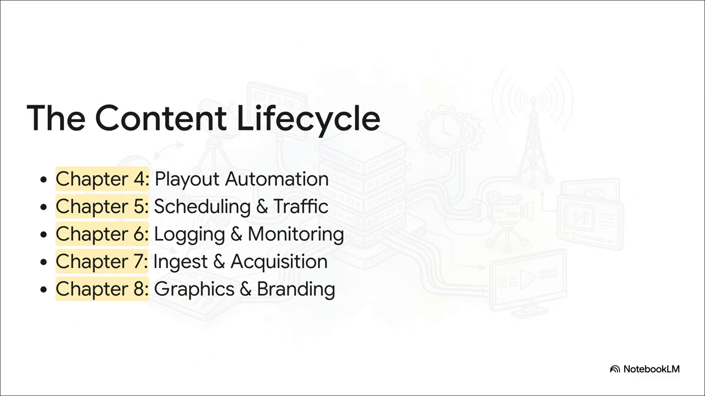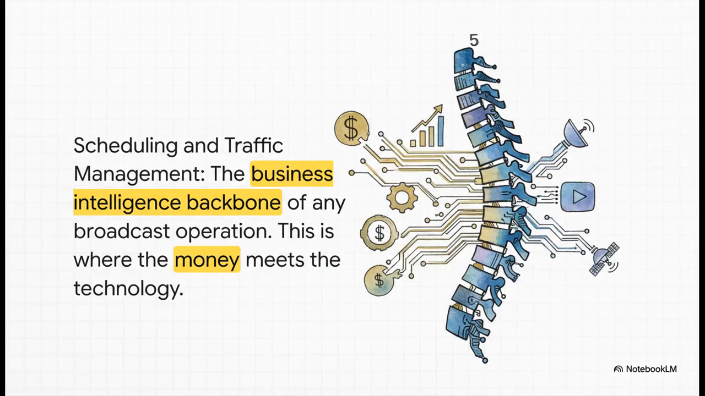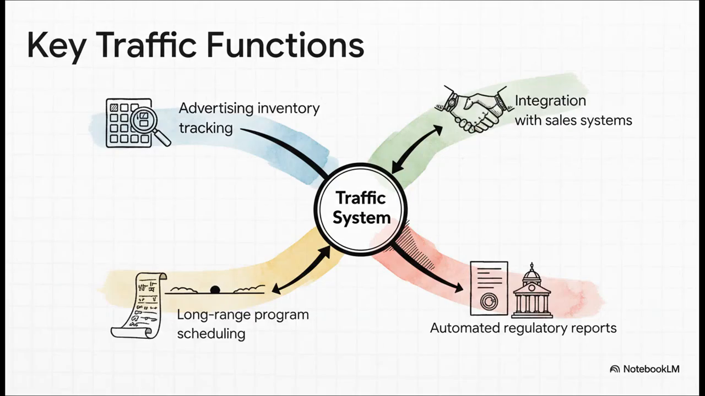the whole shebang. But let's just highlight Chapter 5 for a moment, because your traffic and scheduling systems, well, they're the business intelligence backbone of any broadcast operation. This is where the money meets the technology. I mean, think about it. This is where you track your ad inventory, integrate with sales, build out your long-range schedules, and generate those absolutely critical regulatory reports. The integration between your traffic system and your automation platform has to be completely and totally seamless.